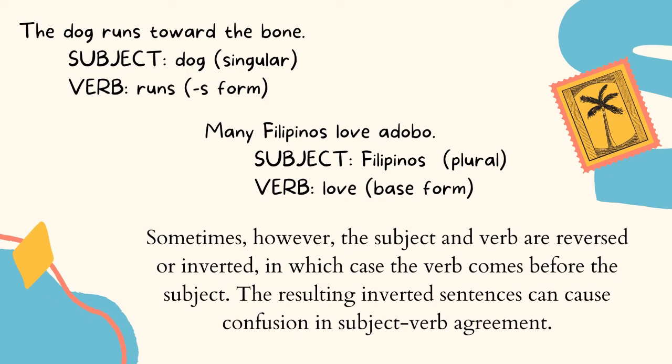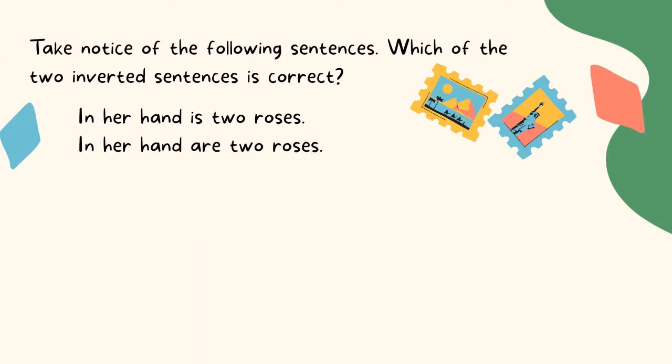Sometimes, however, the subject and verb are reversed or inverted, in which case the verb comes before the subject. The resulting inverted sentences can cause confusion in subject-verb agreement. Take notice of the following sentences. Which of the two inverted sentences is correct? In her hand is 2 roses. In her hand are 2 roses.